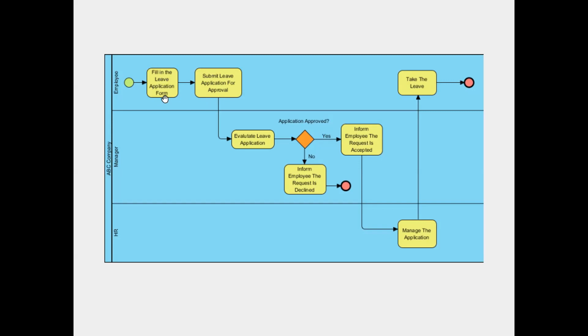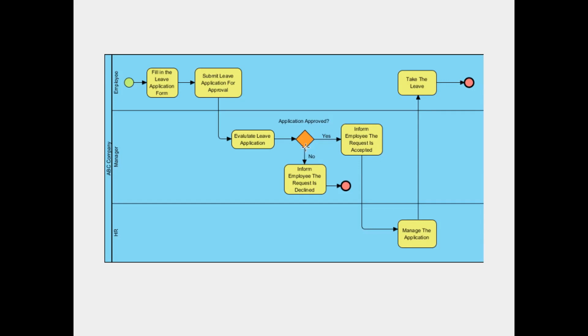So the first step is you fill the leave application form. And then once you fill it, you have to submit it for approval. Usually it should come to the manager. So let's say you submit it, and then at the manager level, you evaluate. Evaluate means you are going to decide whether to accept or reject the application. So this represents a decision block where you can either approve or decline, yes or no.